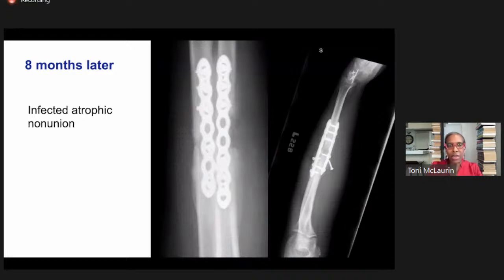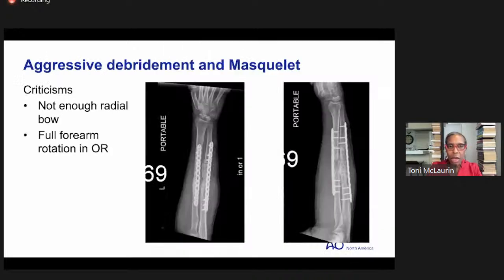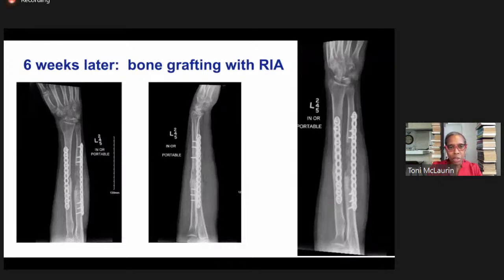So this is clearly an infected atrophic non-union. You see the hardware's failing, screws are falling out, bone looks terrible. There is no evidence of healing here. And so we did an aggressive debridement and then sequelae. So we resected all of that terrible looking bone, more so on the ulna than the radius. Again, I would say I didn't get enough radial bow. This becomes a lot harder when you're spanning these large segments, especially right through the area where the bow is. But he did have full forearm rotation in the OR. And then 6 weeks later, underwent bone grafting with RIA to fill in that giant defect in his ulna.